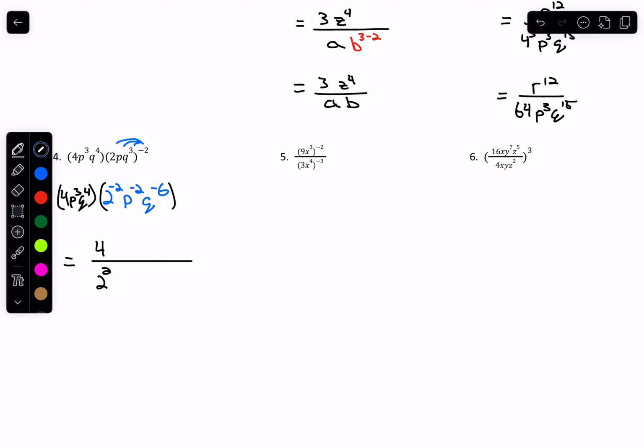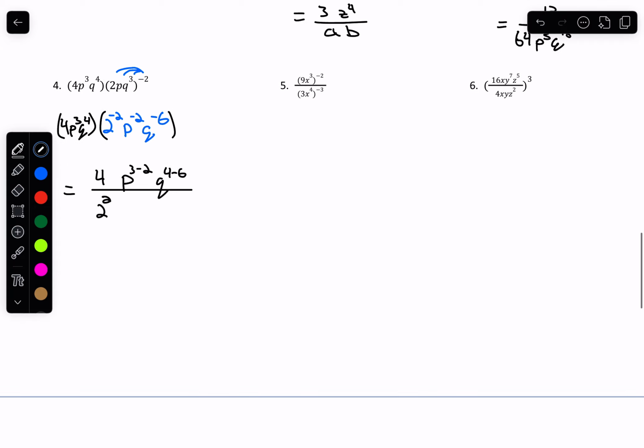I'm just going to multiply the p cubed times the p to the -2. That'll give me p to the +1, because it's 3 minus 2 there, so that'll give me p to the 1. And q to the 4 times q to the -6 is going to be q to the 4 minus 6, which will give me q to the -2. So this leaves me with a new expression where I have 4 over 4, because 2 squared on bottom is 4. And then I have p to the 1, q to the -2.